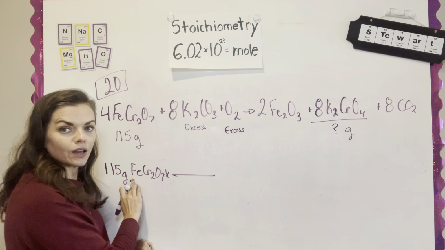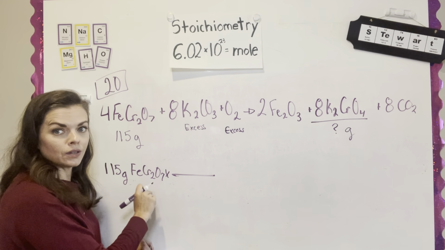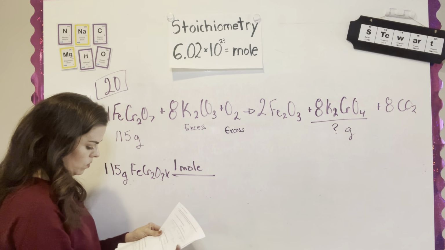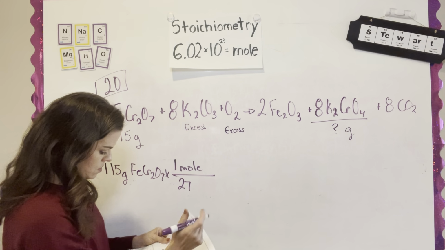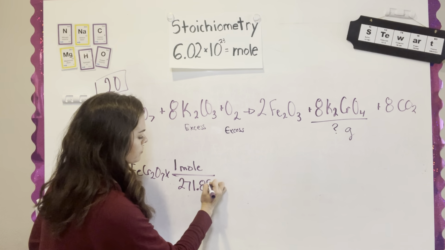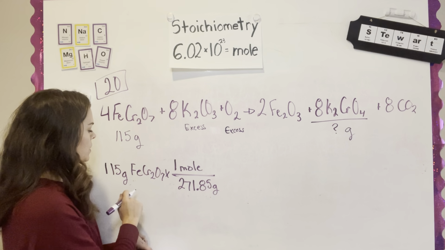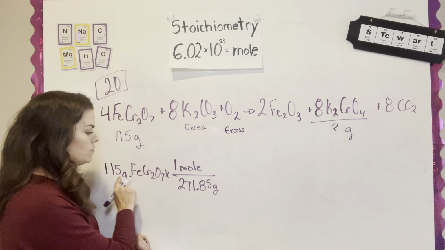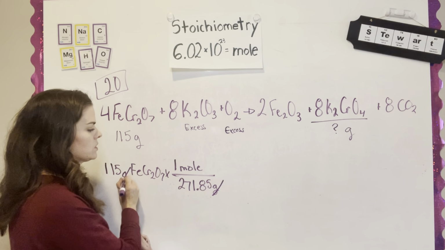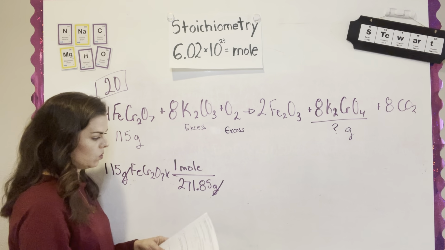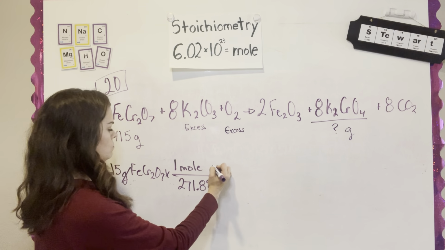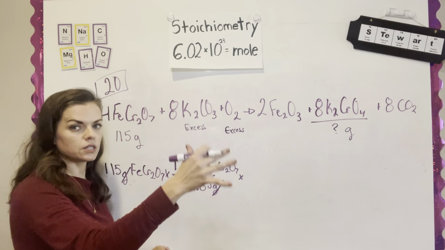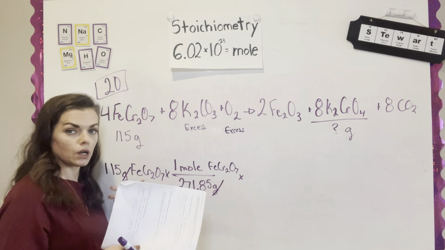So you're going to have to add up 1 iron, 2 chromiums, and 7 oxygens from your periodic table. And because I've already done it, it is 271.85. Now you're going to take 115, divide it by that. Grams is going to cancel out, and we're left with moles of FeCr2O7. Now I'm going to do this one in one long step, okay? Mostly because that's just how I did it earlier.